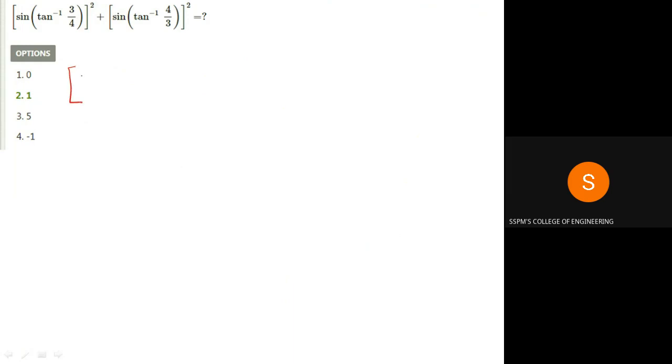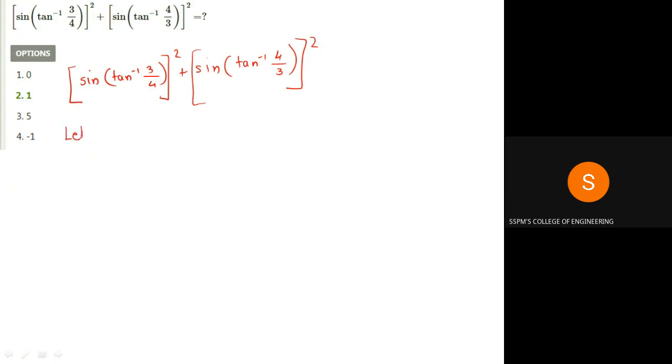So in the first bracket, what is given? Sine of tan inverse 3 by 4, squared, plus, in the second bracket, sine of tan inverse 4 by 3, squared. Now we have to find the value of this. This is a very large term, so we will use the substitution method here.